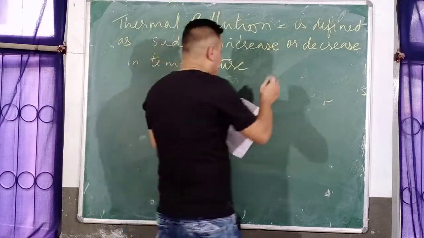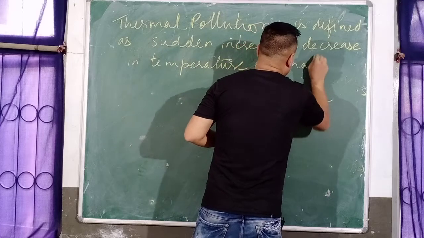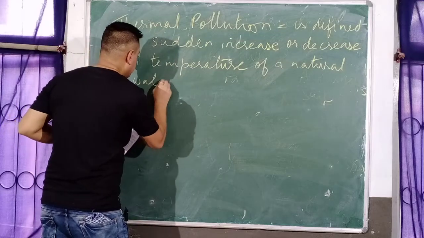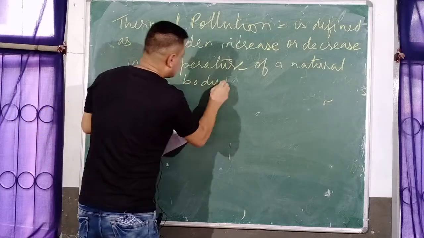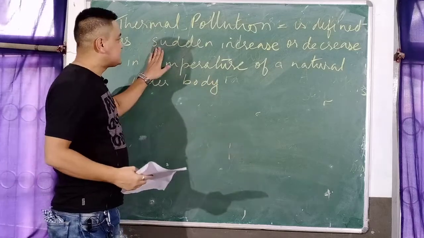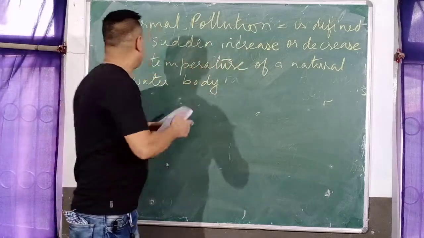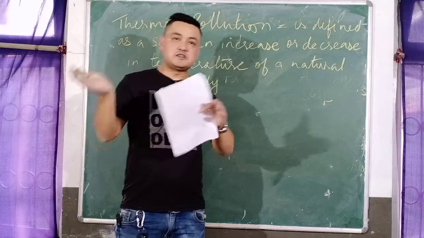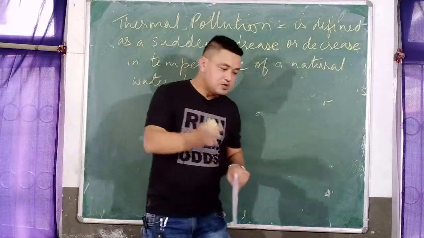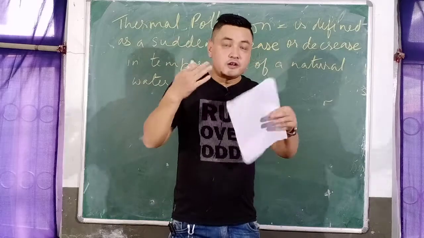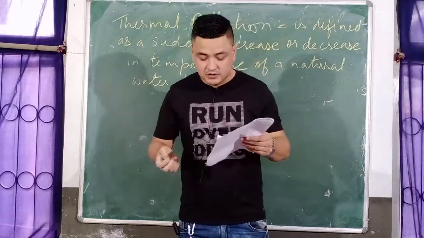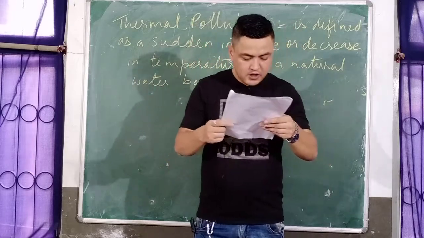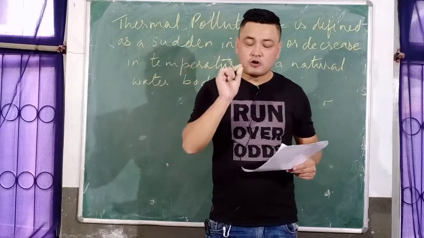Temperature of a natural water body. Now, whenever we are talking about a water body, as you can see on the board, it is defined as a sudden increase or decrease in temperature of a natural water body. So there is an increase or decrease in temperature of oceans, rivers or seas. This is known as thermal pollution, and it is caused by humans.